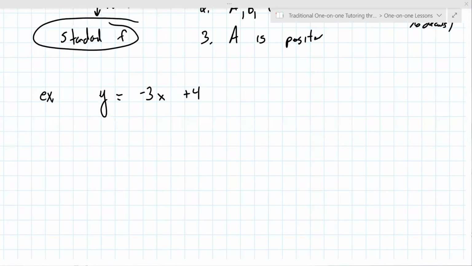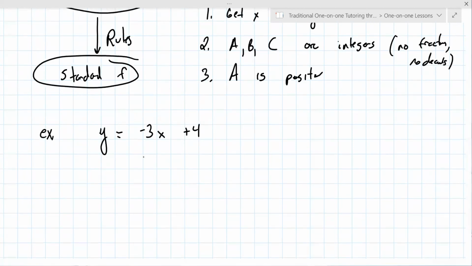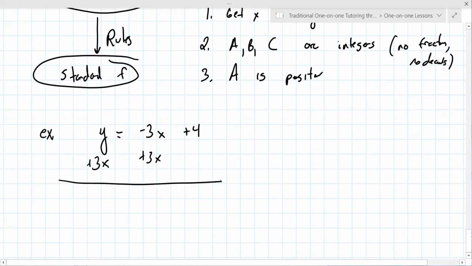I'm sorry, I'm having a bit of a brain fart. I'm going to tell you what to do. You're going to move everything to one side. x and y on the same side, and generally it's the left side. You see how ax and by are on one side. So to do that, we're going to add 3x to both sides. Okay, so would it be 3x plus 1y equals 4?